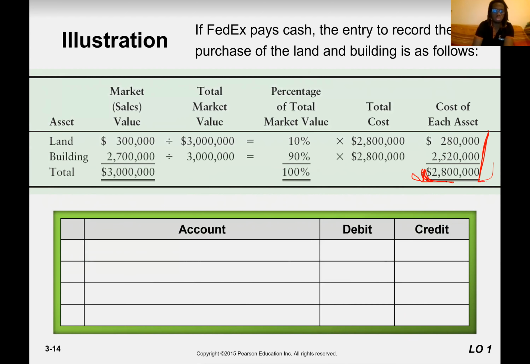Asset increase, debit. Asset decrease, credit. So cash decrease, credit. So we will write down the cash as credit. So land, building to cash.